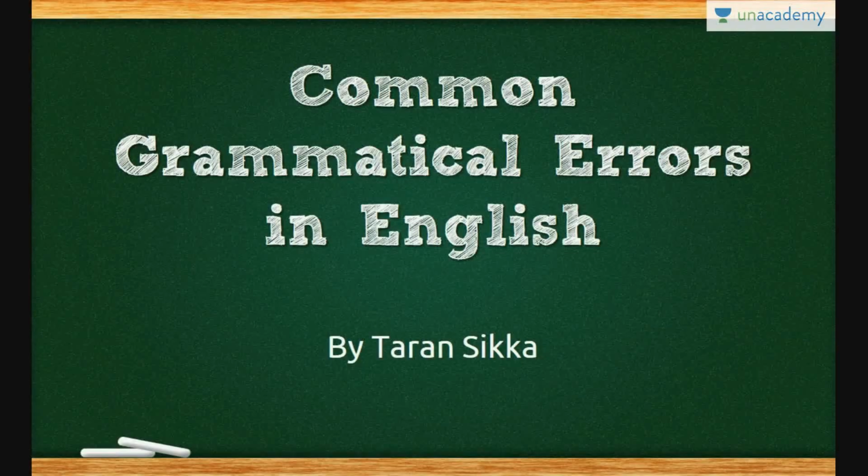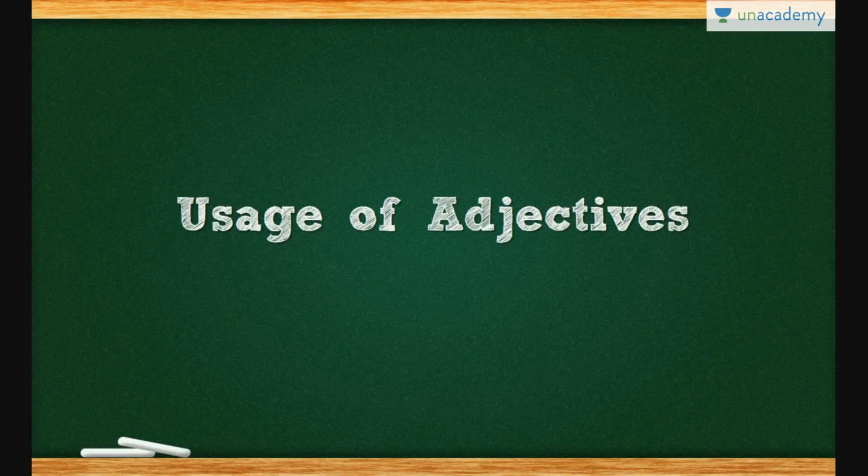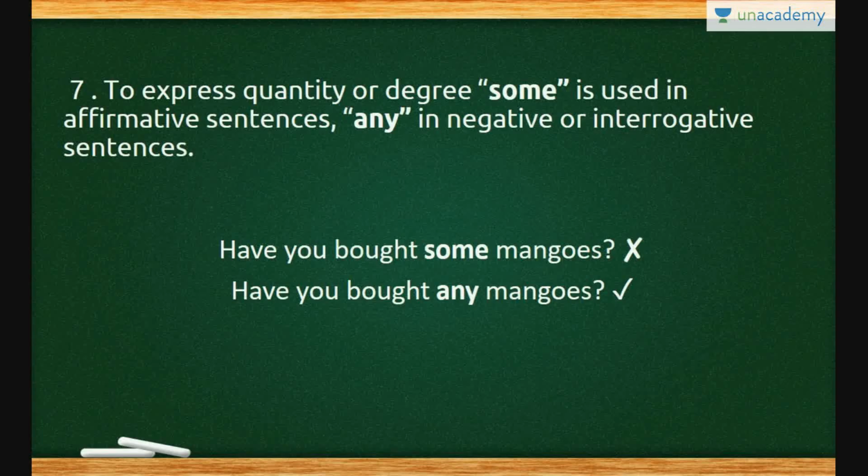Hello friends, welcome to the next lesson in the series Common Grammatical Errors in English. This lesson is being presented by Taran. In today's lesson, we'll discuss some more errors in the usage of adjectives. So let's begin. The first rule states that to express quantity or degree, some is used in affirmative sentences and any is used in negative or interrogative sentences. So let's look at the examples. They'll give you a better idea.